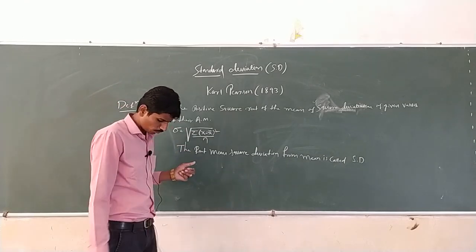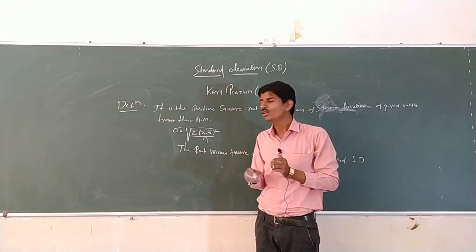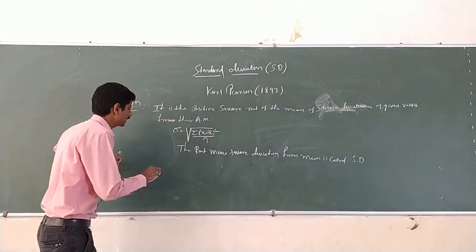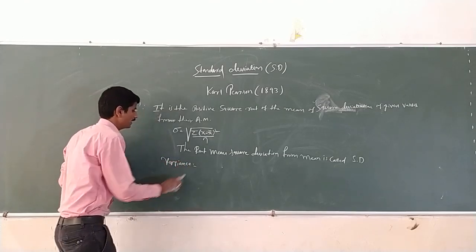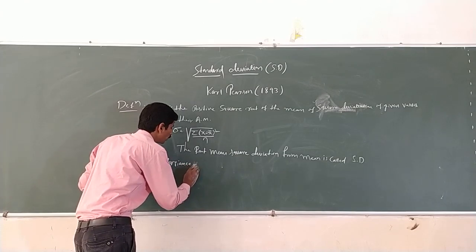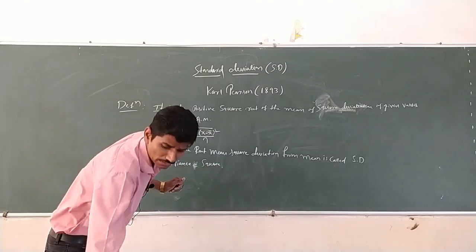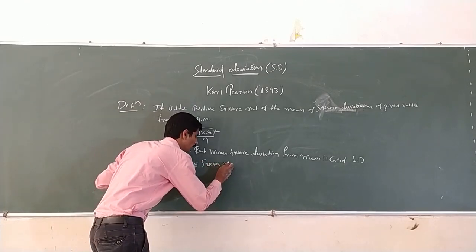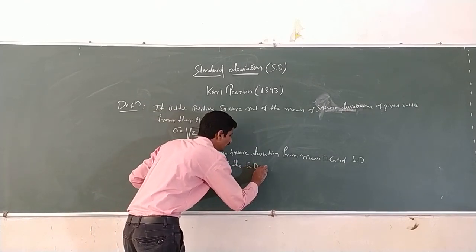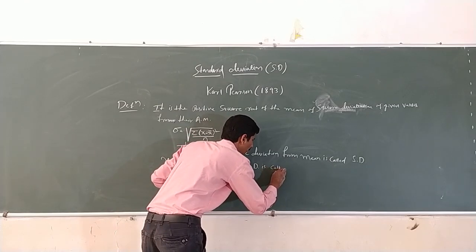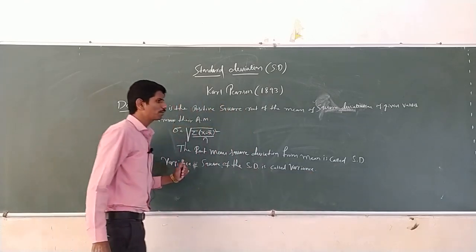The next concept is variance. What is the variance? The square of the standard deviation is called variance.